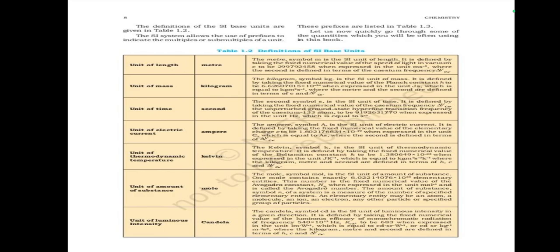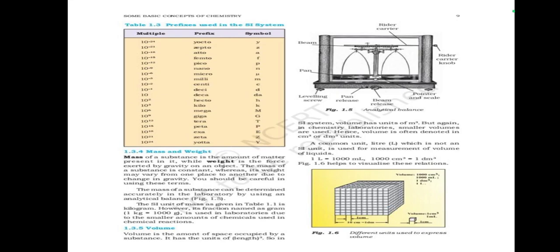Table 1.2, definitions of SI base units: unit of length, unit of mass, unit of time, unit of electric current, unit of thermodynamic temperature, unit of amount of substance, and unit of luminous intensity. Table 1.3, prefixes used in the SI system: atto, femto, pico, nano, micro, milli, centi, deci, deca, hecto, kilo, mega, giga, tera, peta, exa, zetta, yotta.